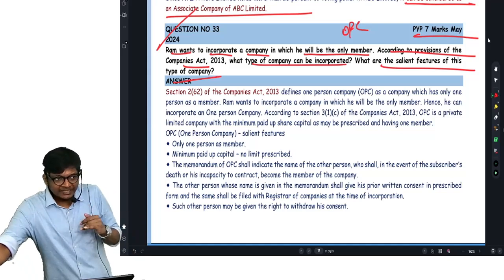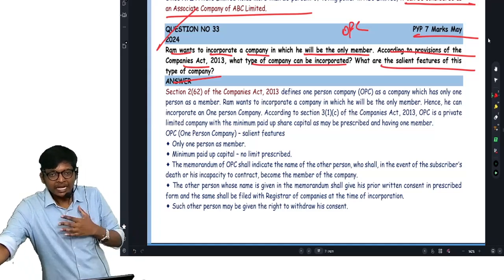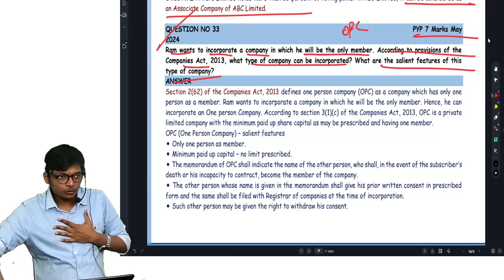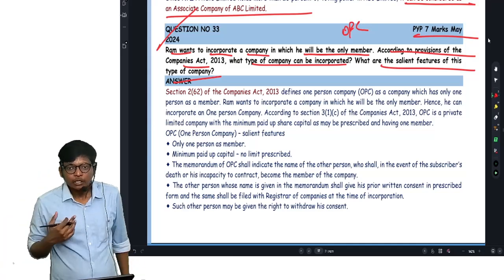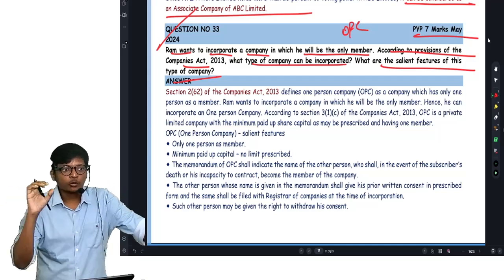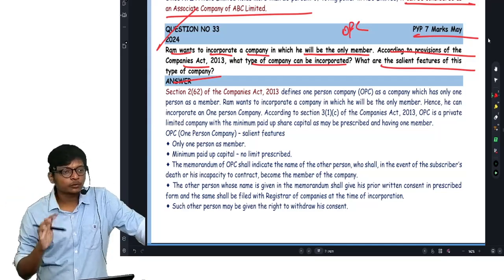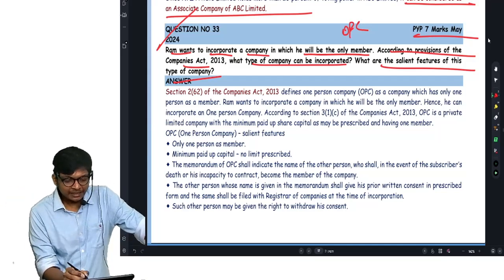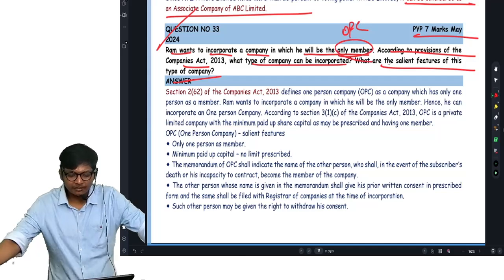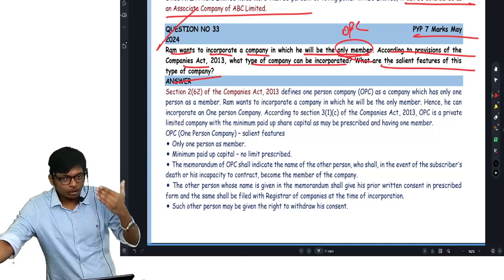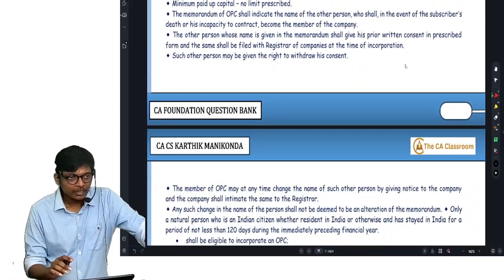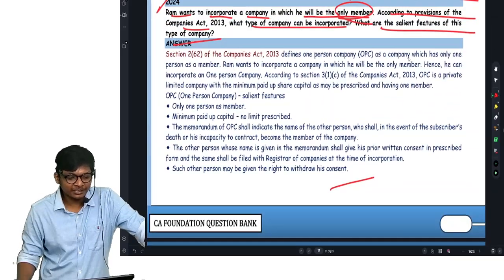The number of direct questions are reducing. I told you in our PDF we don't have direct questions. This is not direct, it is a case study. If they ask you what is OPC, write its features, that's a direct question that I'm not discussing. Here they're asking you to identify OPC. Do you remember any 10 points about OPC? Write all those points. I'm not discussing those points of OPC over here.